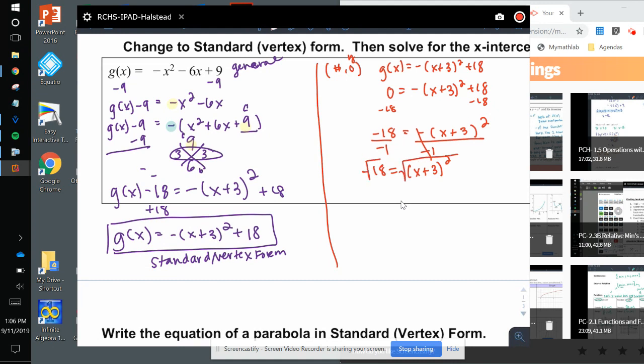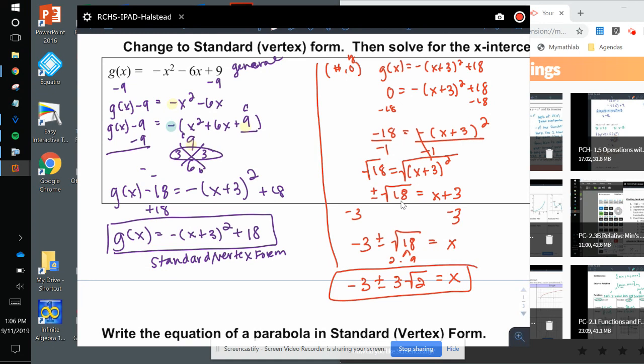When I unsquare something, I get plus or minus the square root of 18 is equal to x plus 3. And then I'm going to subtract 3 from both sides. So negative 3 plus or minus the square root of 18 is equal to x. The square root of 18 would be 9 times 2. So that's negative 3 plus or minus the square root of 9, which is 3, times the square root of 2, is equal to x. And that is that for that problem.